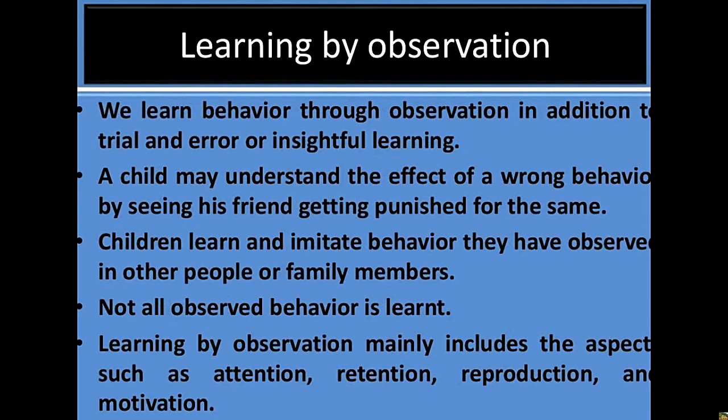Learning by observation. We learn behavior through observation in addition to trial and error or insightful learning. A child may understand the effect of wrong behavior by seeing his friend getting punished for the same. Children learn imitative behavior they have observed in other people or family members. Not all observed behavior is learned. Learning by observation mainly includes the aspects such as attention, retention, reproduction, and motivation.